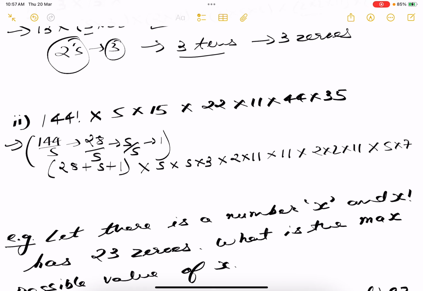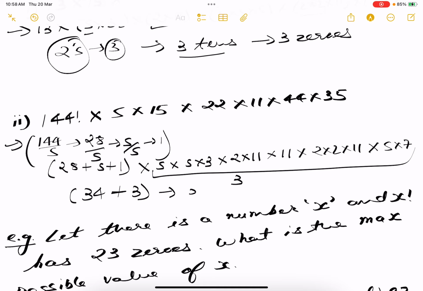Now we'll count the number of 5s and 2s, whichever is less. 5 is 1, 2, 3, and 2 is 1, 2, 3. So both are 3, and the number of zeros in this one would be 3. The factorial would have 34 zeros, and this equation has 3 zeros. 34 plus 3 gives rise to 37 zeros. So first of all we found the factorial and then this equation separately, and then we add the number of zeros.